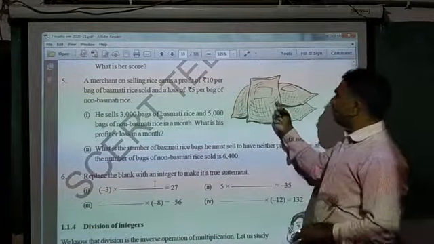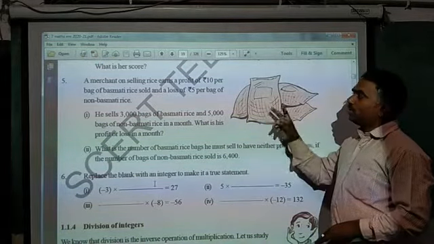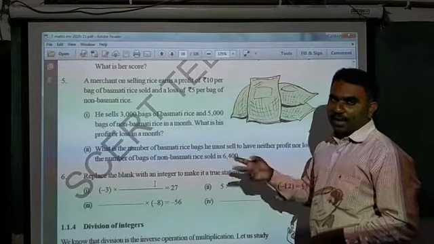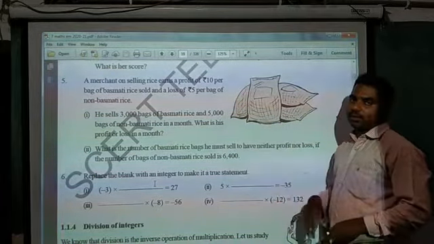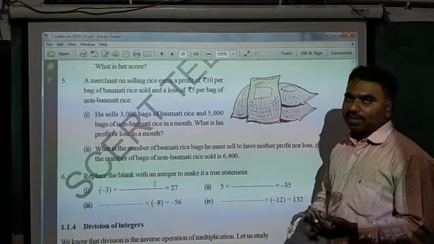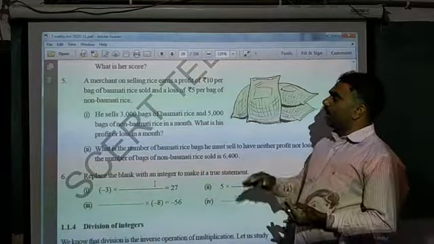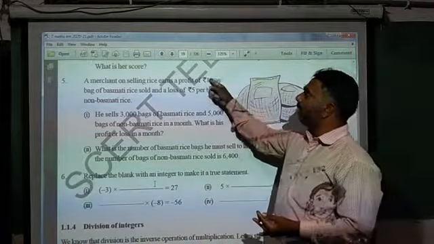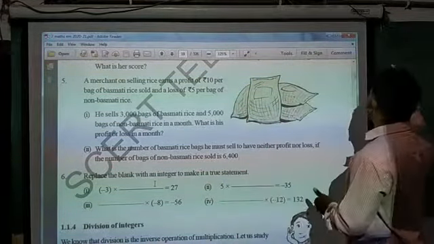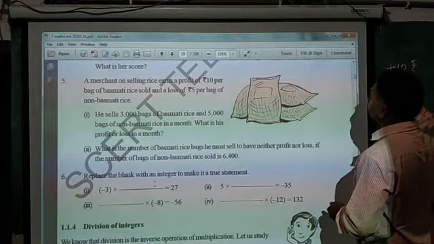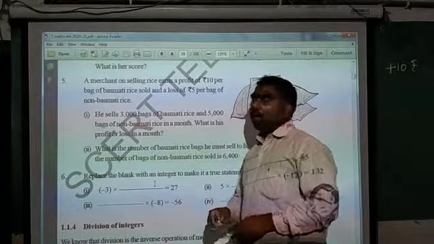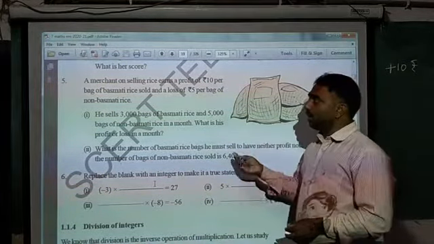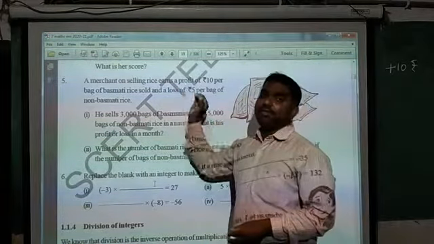A merchant is selling the rice bags. There are two types of rice bags, basmati rice bags and non-basmati rice bags. With him there are basmati rice bags and non-basmati rice bags. When he is selling the basmati rice bag, he is getting 10 rupees profit. Profit means we can use plus 10. And when he is selling the non-basmati rice bag, what is happening? 5 rupees loss he is getting.